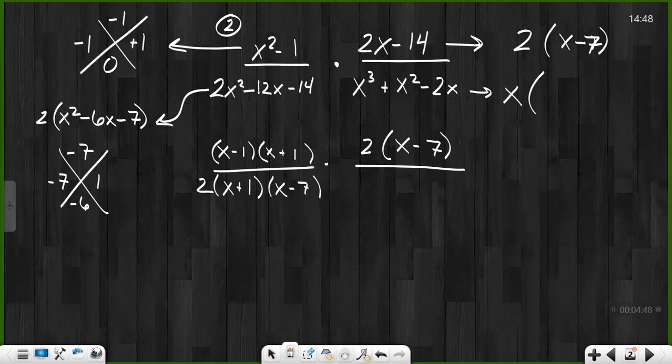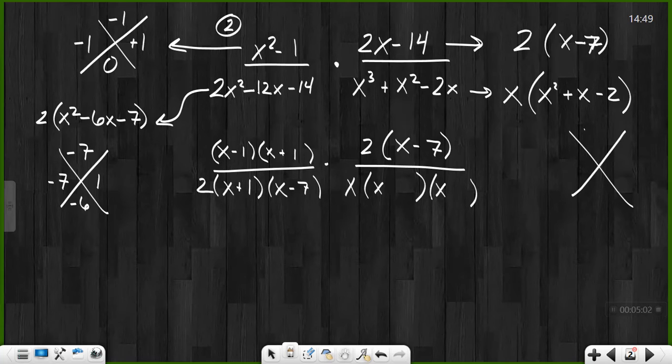Anytime you have an x cubed, just a heads up, there might be a GCF of an x. In this case, pull out that x, leaving me with x squared plus x minus 2. Once again, it's just x squared, so I know I'm going to go down to x and x. And I'm looking for something that multiplies to get negative 2 and adds to get 1. That's 2 and negative 1.